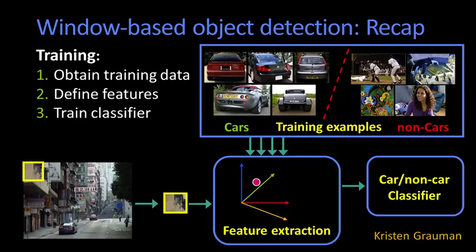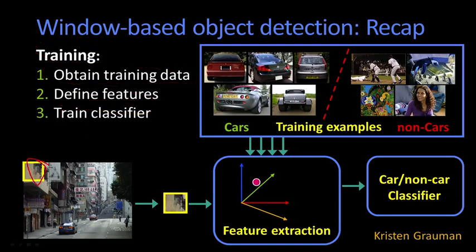Taking a little breather here just to remind you what we're doing. We're basically doing window-based object detection, right? For the training, it says obtain training data, doesn't say how. You just hopefully can go to the web, or like I said, you pay somebody to click on things, because you can do that these days. You define some features, so you have to figure out what it is you're going to measure, and then you're going to train a classifier, and that's what's shown here.